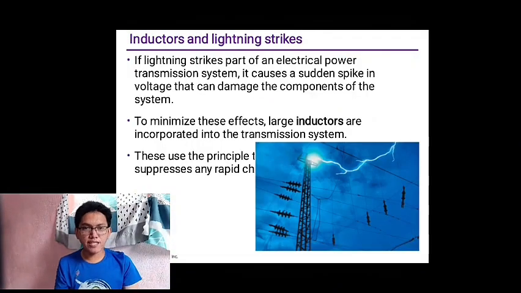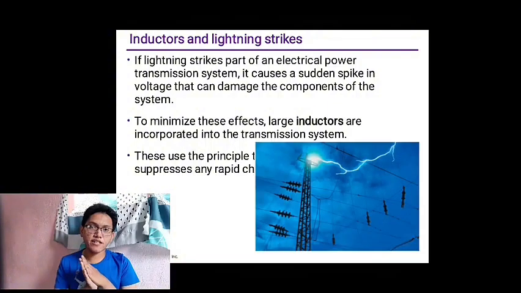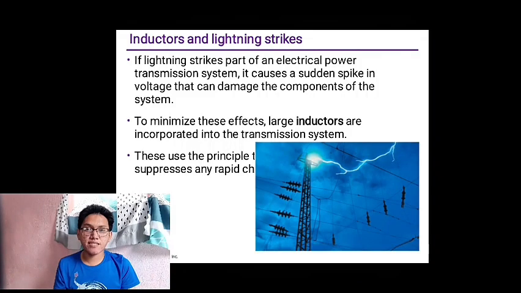Okay, so inductors and lightning strikes. So this explains why inductors are important in power systems. If lightning strikes a power transmission line, it causes a sudden and very large change in current, producing a dangerous voltage spike. So large inductors are used to oppose rapid changes in current, protecting electrical equipment from damage.